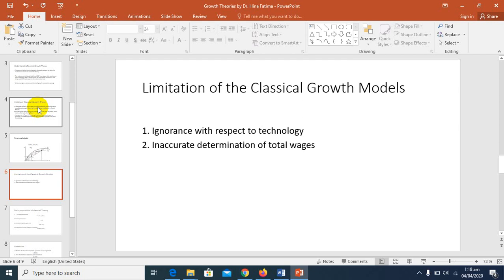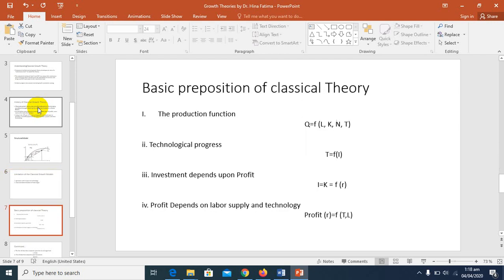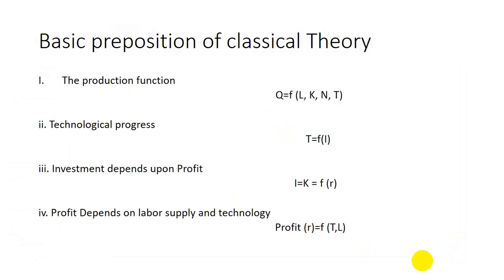Next is the basic propositions of classical theory. There are seven propositions regarding the classical growth theory. One by one we are going to discuss these propositions. The first proposition is the production function. According to classical growth theory economists, the total output of an economy depends on the size of labor, the stock of capital, the amount of available natural resources and available technology.